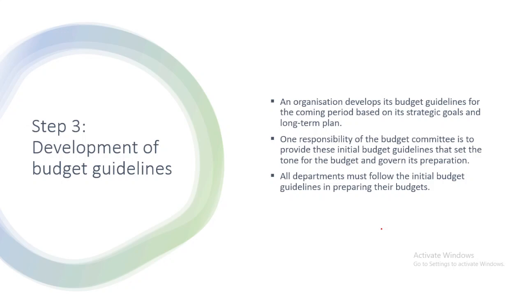Step three under the budget process is to develop the budget guideline, which will govern the budget preparation as well as the utilization of the budget. Here it says that an organization develops its budget guideline for the coming period based on its strategic goals and long term, and one responsibility of the budget committee is to provide this initial budget guideline that sets the tone for the budget and governs its preparation. All departments must follow the initial budget guideline in preparation of their budgets.